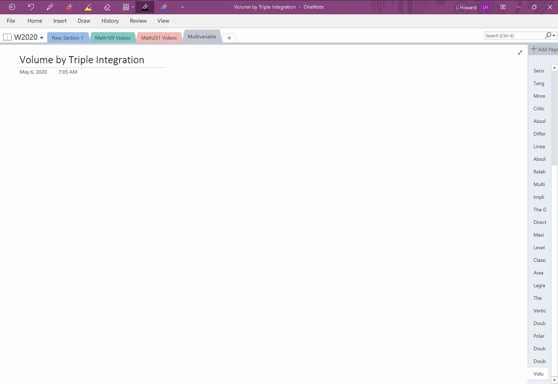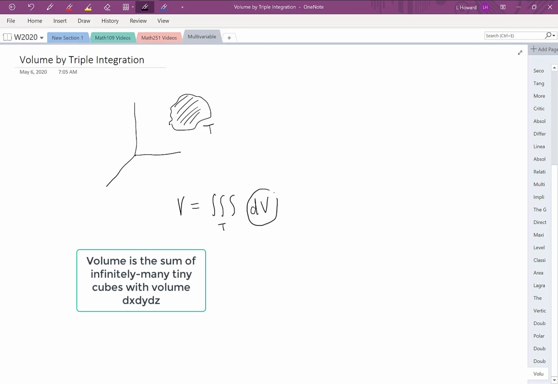In this video, we're going to see how to calculate volume by using triple integrals. Let's imagine that we're in three-dimensional space, and suppose we have a solid three-dimensional region here. Let's call that T. If we wanted to calculate the volume of T, we would say volume is the triple integral over the solid T of dV. And dV here could represent dz, dy, dx.